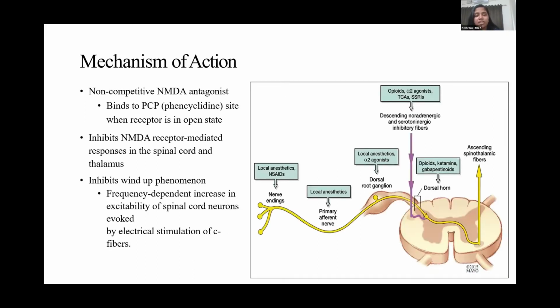The mechanism of action is that it's a non-competitive NMDA antagonist, which binds to the phencyclidine site when the receptor is in the open state, and inhibits the NMDA receptor mediated response in the spinal cord and thalamus. It also inhibits the wind-up phenomenon, that is a frequency dependent increase in the excitability of spinal cord neurons evoked by electrical stimulation of C fibers.